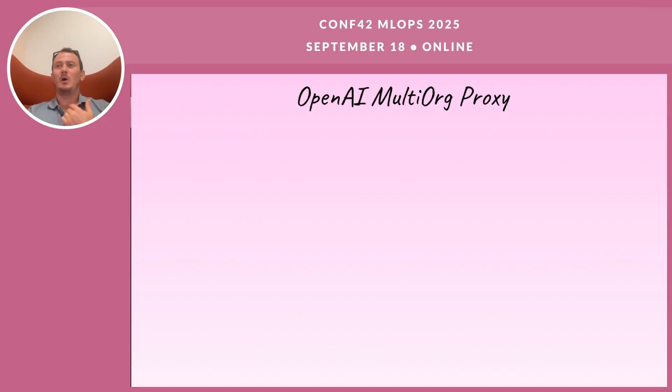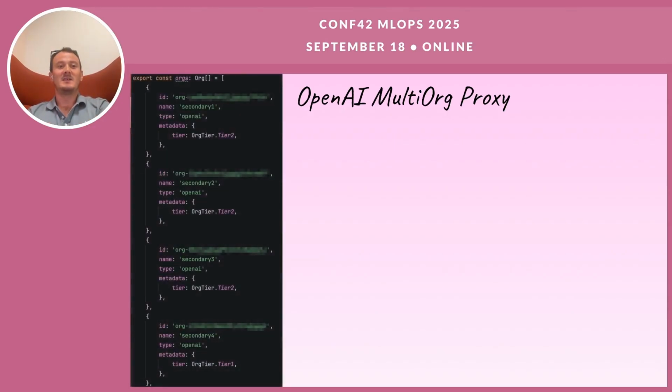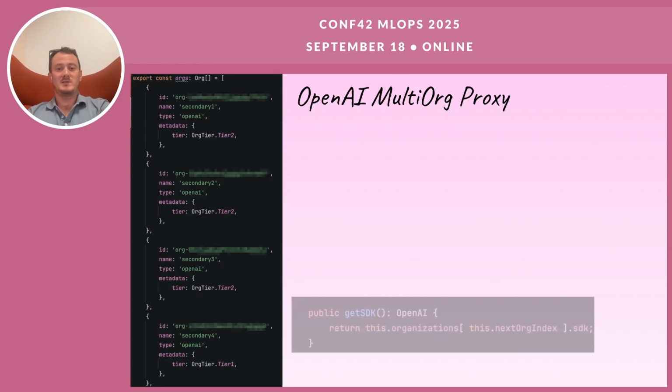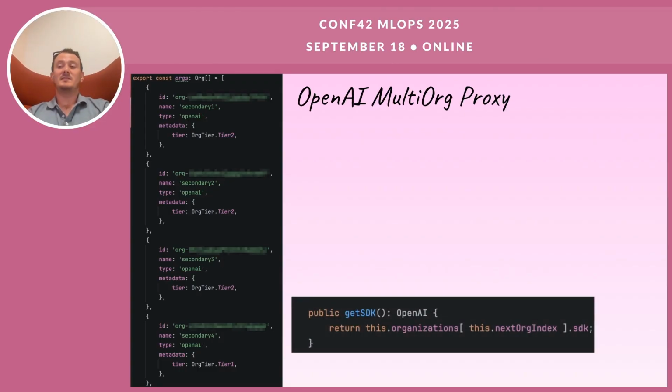So let's see how our infrastructure, the OpenAI multi-organization proxy, works. We've created several organizations within OpenAI, and we've listed them along with their information inside our code base. Then we extended the OpenAI SDK so that it is very easy for developers to work with this infrastructure without actually understanding, knowing, or caring about what organization exactly they work with.